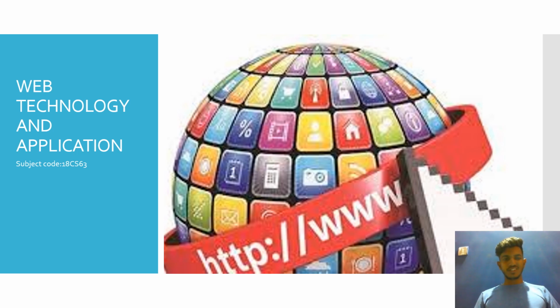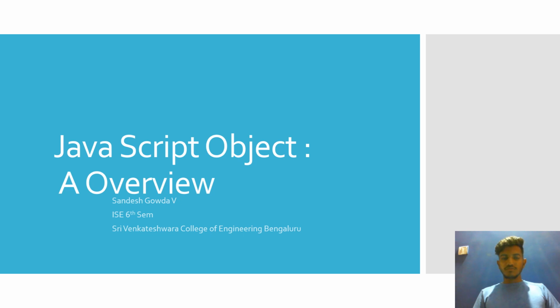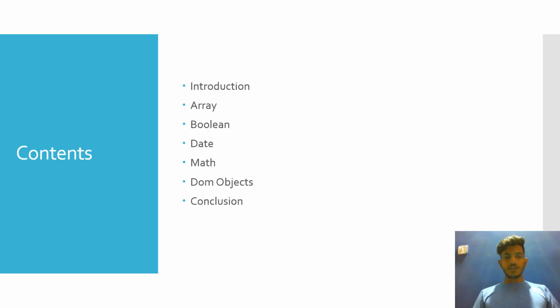Today let us see some topics in web technology and its application. Today's topic is JavaScript objects, an overview. What are the contents for today's class? Introduction. The objects are array, boolean, date, math, DOM object, and conclusion. Let us see all these objects in today's class.